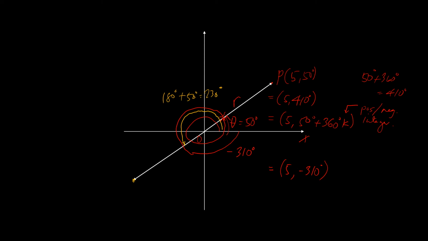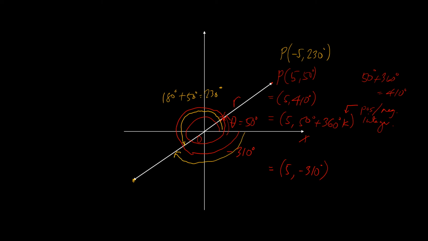So that is a point exactly opposite to point P. If we negate the radius of 5 units, we get the same point P. So we have another way of expressing the coordinates of that same point P, and that is (-5, 230 degrees).